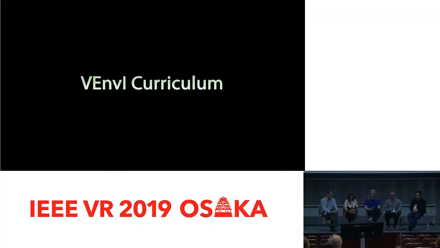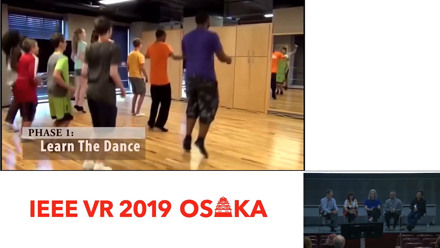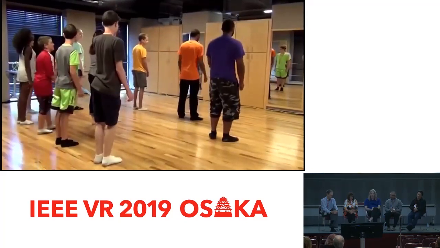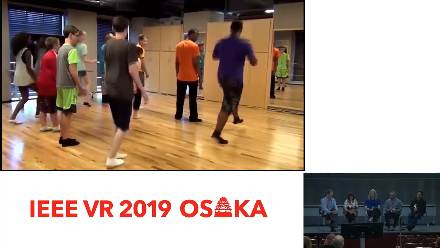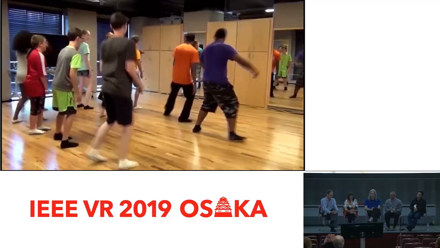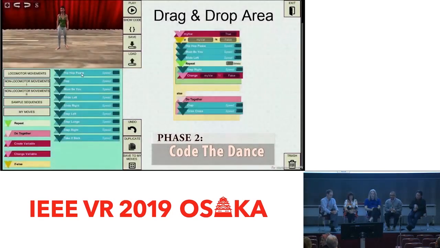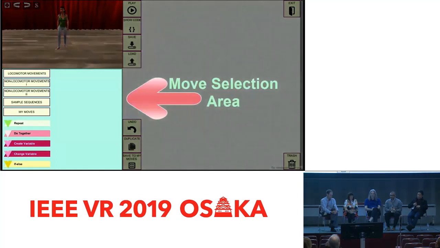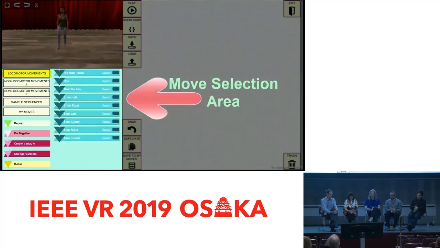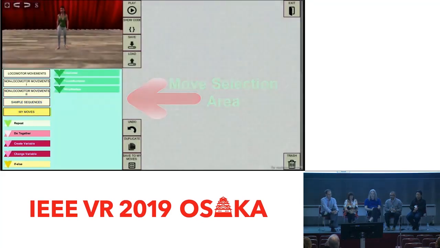To perform our study for VENVI, the curriculum was broken into 3 phases. Phase 1 was Learn to Dance. In this phase, students learned a dance sequence, the cha-cha slide, from an instructor as an active learning process. These dance movements will be used later for programming sequences in VENVI. Phase 2 was Code to Dance. In this phase, students programmed dance moves they learned through embodiment into the VENVI user interface for their virtual characters to perform. The user interface in VENVI is divided into 3 major areas: the drag and drop area, the move selection area.